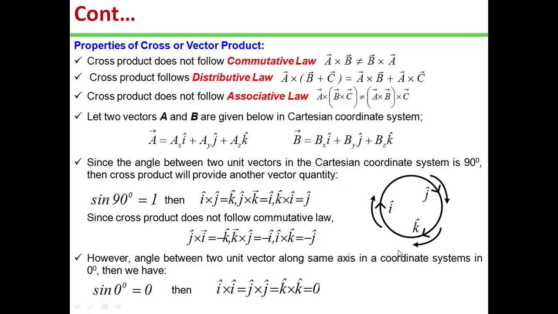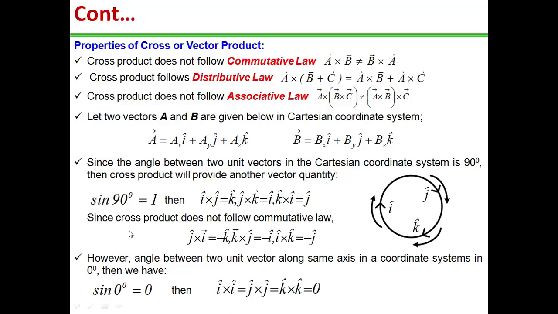That means j cross i is equal to minus k, k cross j is equal to minus i, i cross k is equal to minus j. Now take some special cases of the angle between the vectors which are to be cross multiplied. Suppose theta is equal to 90 degrees. Then the cross product will be the product of the magnitudes of the two vectors with direction as per the cyclic rule discussed earlier, because sine 90 is 1. Then we get i cross j is equal to k, j cross k is equal to i, and k cross i is equal to j.